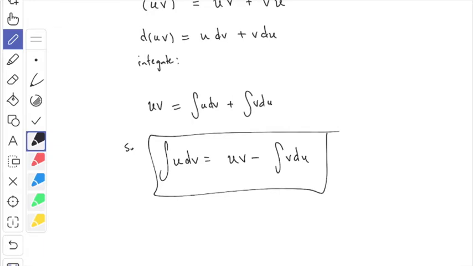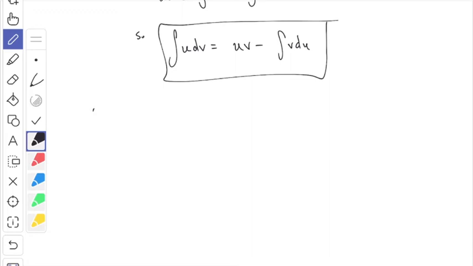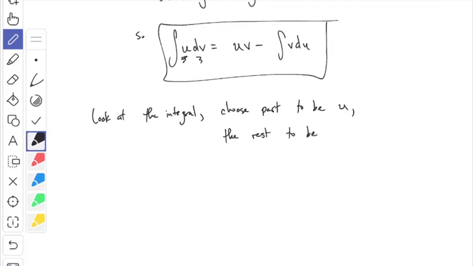All right? So the way you use this is, what you start with is the thing on the left side. So we look at the integral, and you have to break it into these two parts. You choose part of it to be u, and the rest of it to be dv. And they have to be multiplied together inside the integral. The left-hand side of the integration by parts formula is u times dv. So you have to choose part of your integral to be the u, and the other part to be the dv.